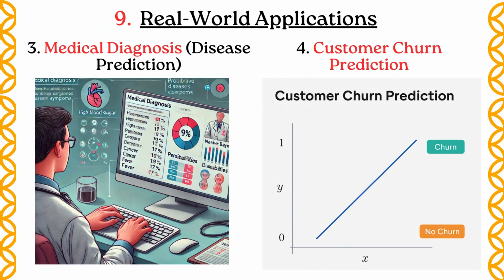Medical diagnosis, disease prediction. Logistic regression assists in predicting the likelihood of diseases based on patient data such as symptoms, medical history, and test results. Customer churn prediction. Businesses use logistic regression to identify customers who are likely to stop using a service based on behavioral data, enabling targeted retention strategies.